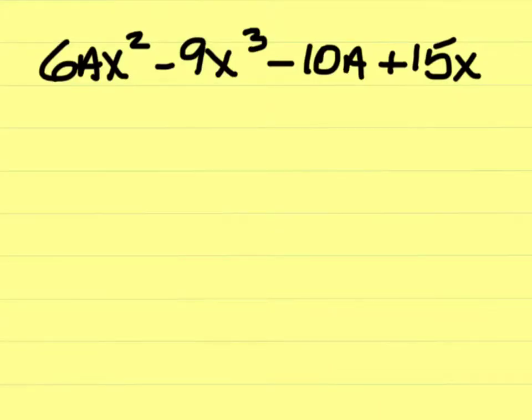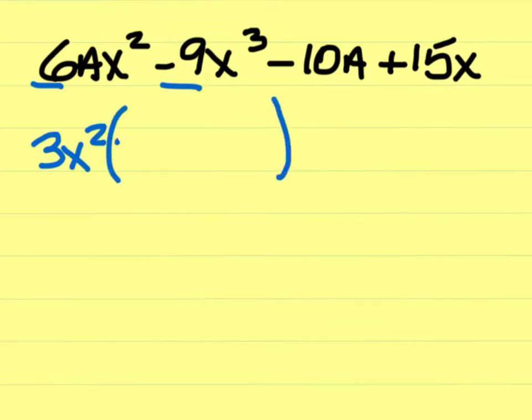Next: 6ax squared minus 9x cubed minus 10a plus 15x. You have 6 and 9 at the front. Clearly a 3 comes out of both of those, as well as an x squared. And then you'll have 10 and 15 on the back. You can take a 5 out of those. So it looks like you can group them as they are written. So on the front side, you can take out a 3x squared and be left with 2a minus 3x.